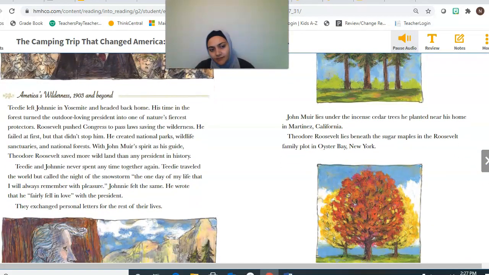Teedy left Johnny in Yosemite and headed back home. His time in the forest turned the outdoor-loving president into one of nature's fiercest protectors. Roosevelt pushed Congress to pass laws saving the wilderness. He failed at first, but that didn't stop him. He created national parks, wildlife sanctuaries, and national forests. With John Muir's spirit as his guide, Theodore Roosevelt saved more wild land than any president in history.